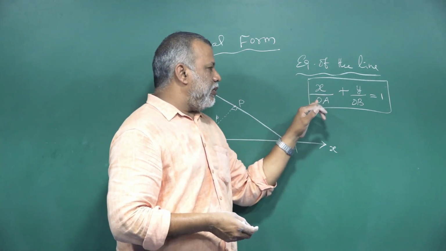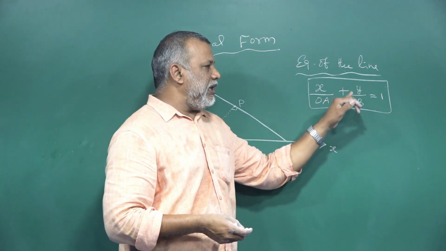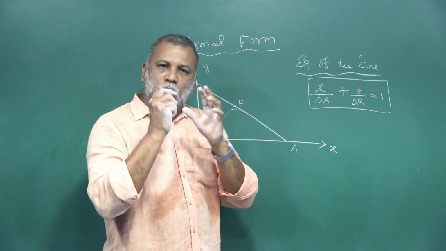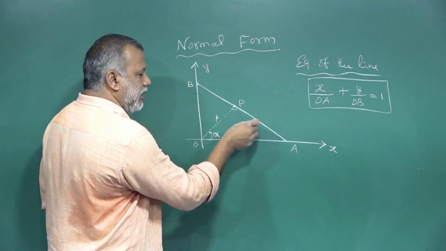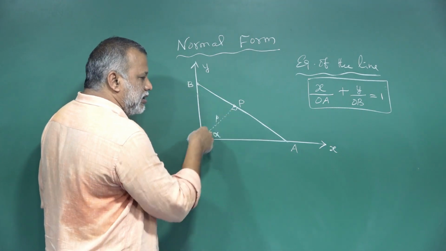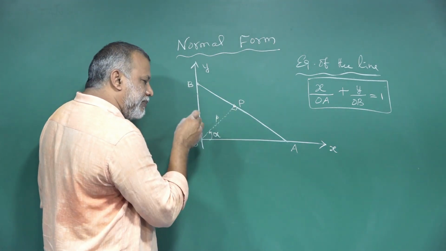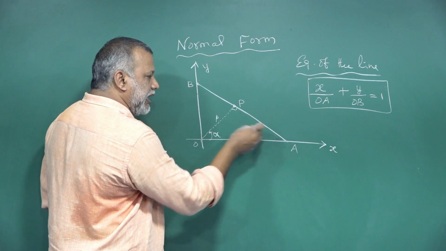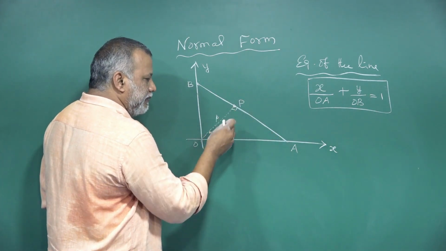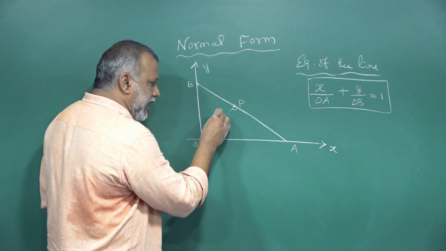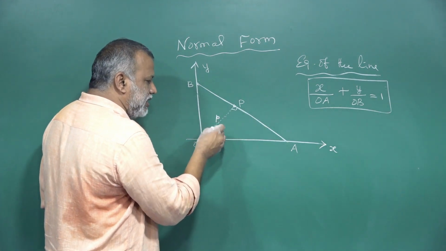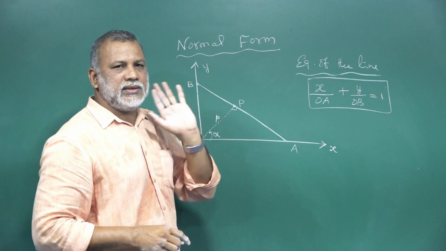So x divided by OA plus y divided by OB equal to 1. Now what is the new logic is, from this origin we are taking a point P. This is said to be the length of the perpendicular from the origin to the straight line, that is the point OP. This value is small p. This is the angle made by this line OP with the positive direction of x-axis.